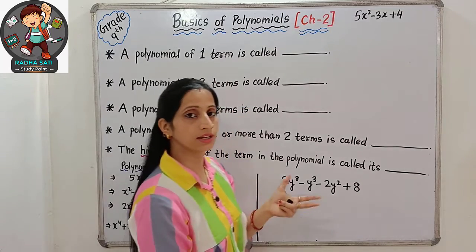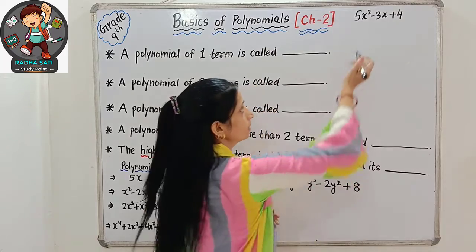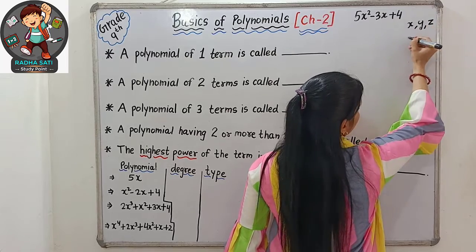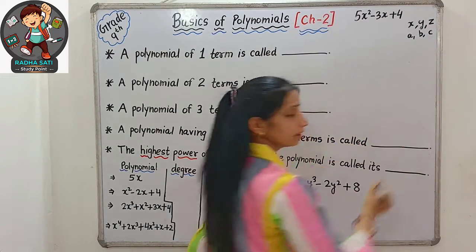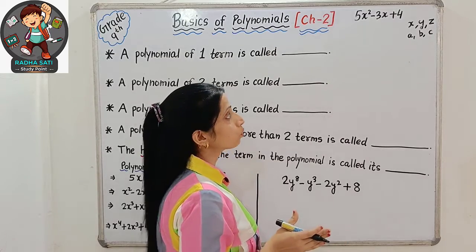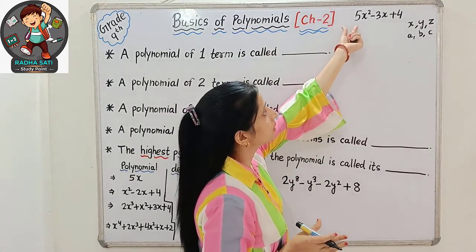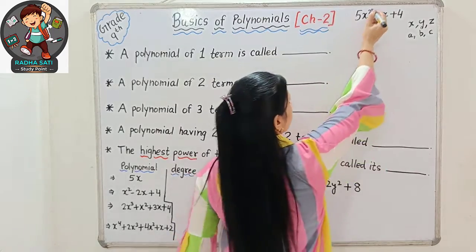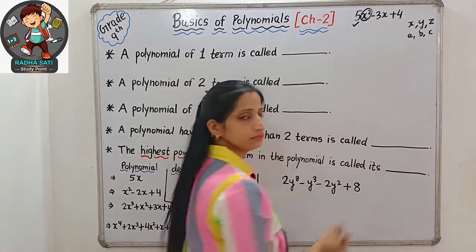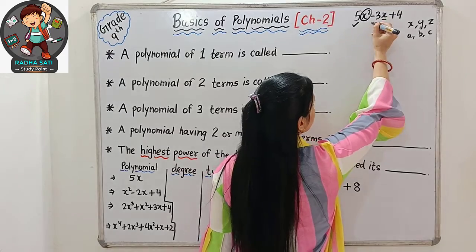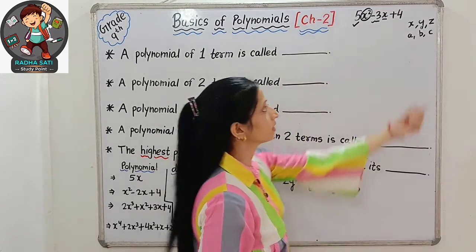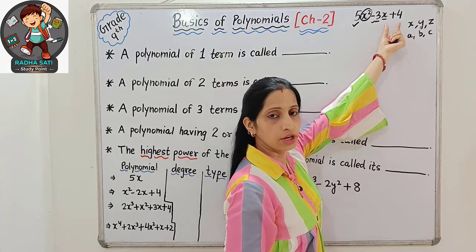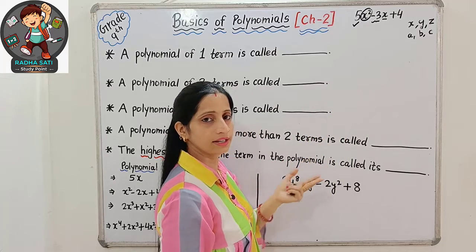Okay, so the first thing, a polynomial is always made up by variables. The variables can be anything, we can take anything of our choice, x, y, z, a, b, c, anything. These all are variables. Now what are coefficients? Coefficients means the numbers multiplying by variables. For example, here the coefficient of x square will be 5. The coefficient of x will be minus 3. And 4 is a constant. Its value will never change. It can be any number. 1, 2, 3, 4, minus 3, minus 4, minus 13 and so on.